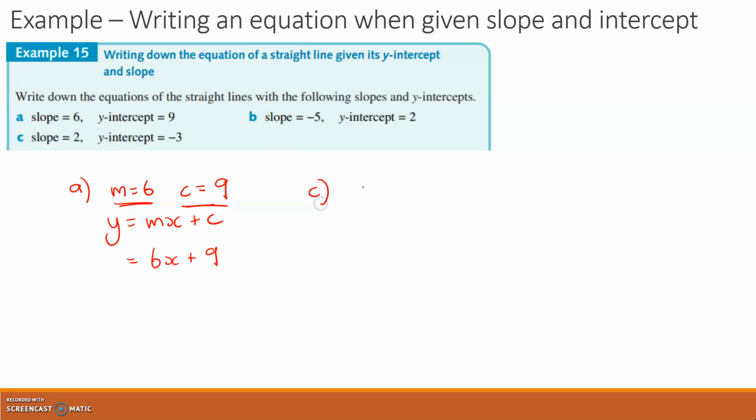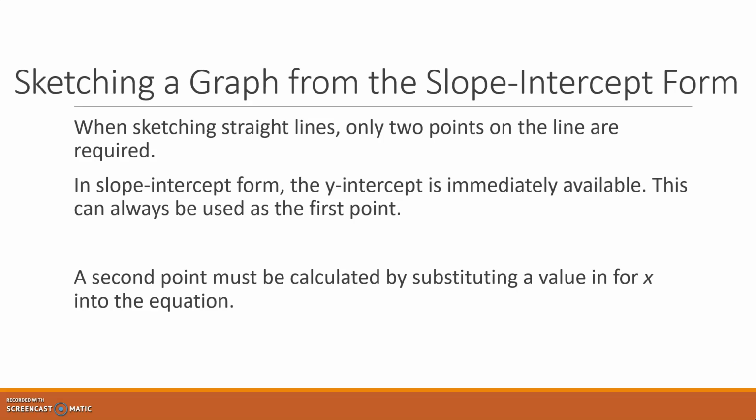Let's do c now. It says m is equal to 2 and c is equal to negative 3. Just reminding ourselves the general form is y equals mx plus c. So let's replace m with 2, so 2x, and we'll replace c with negative 3 now. So it's plus negative 3, which I can also rewrite as 2x minus 3. Cool. Also quite easy. Let's take a look now at the third important process we talked about before, and that was sketching a graph from the slope-intercept form.